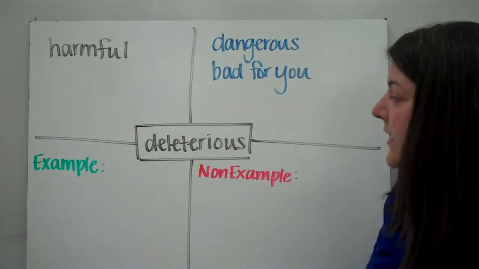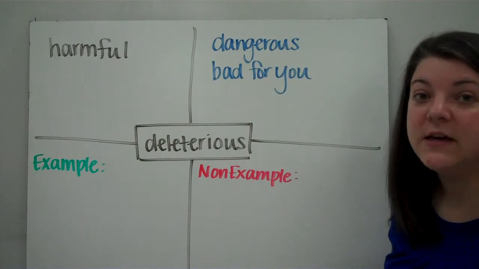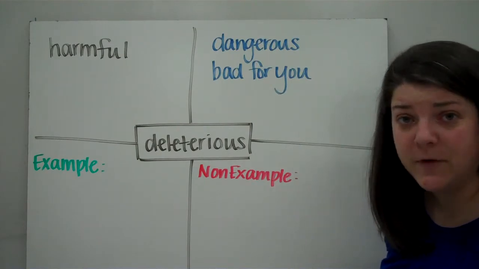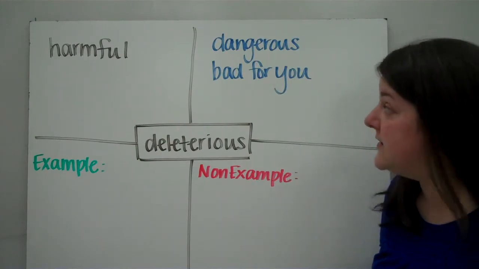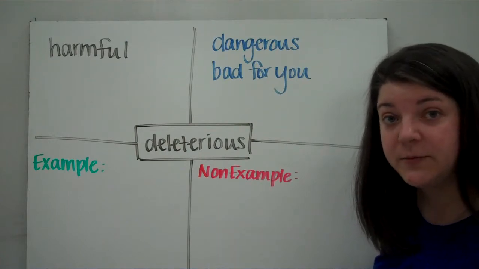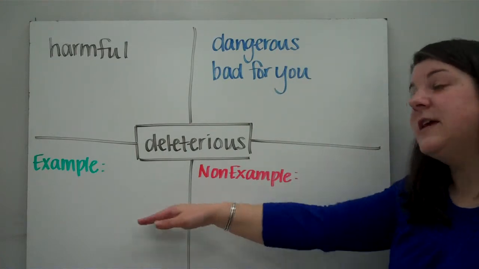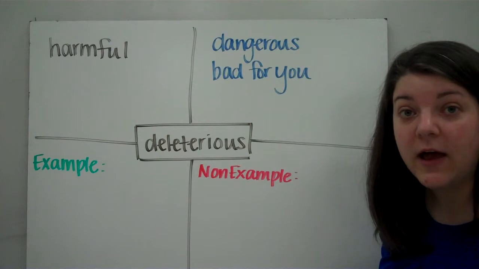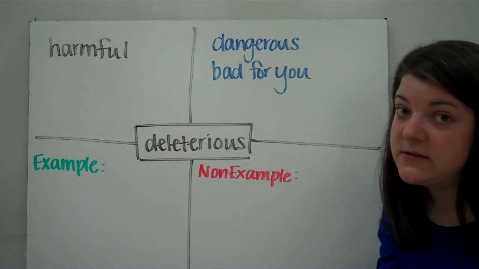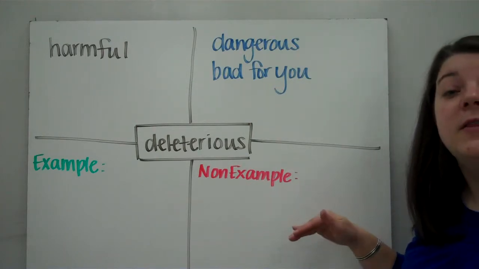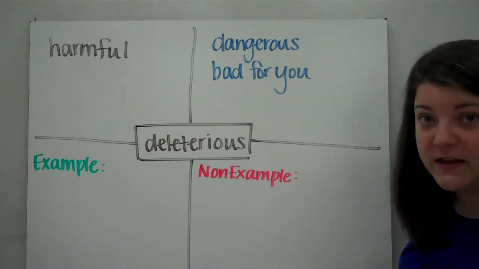Our next word for the week is deleterious. Deleterious means harmful. So it's going to be something that is dangerous or bad for you. So give me an example of something that you know of in your life which is deleterious. Now give me an example that is the opposite of deleterious.